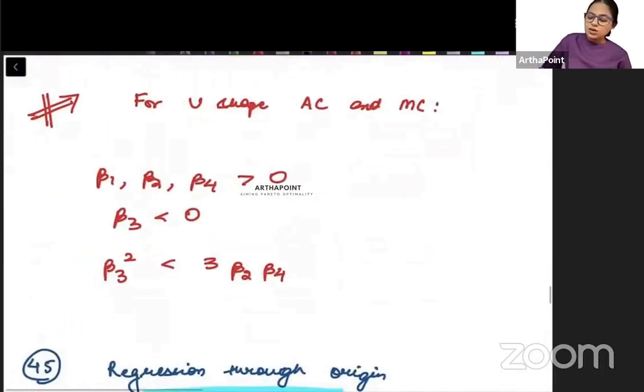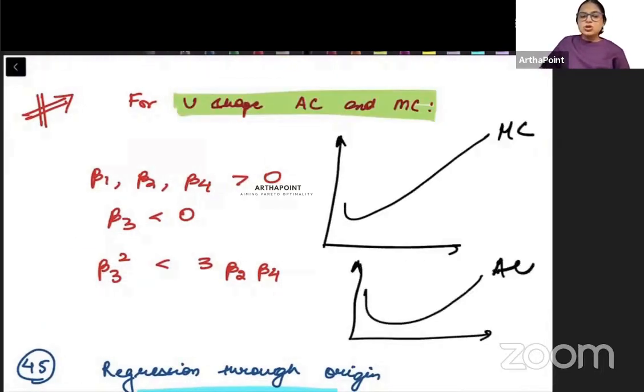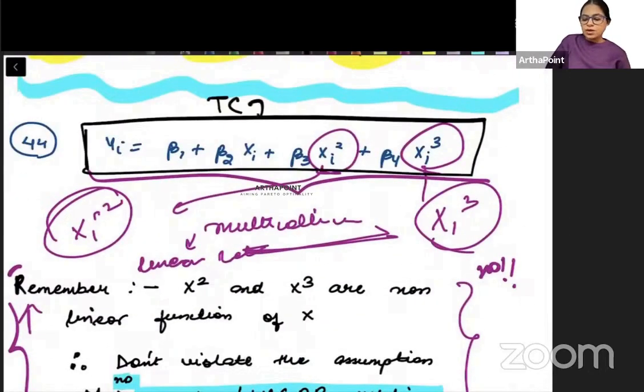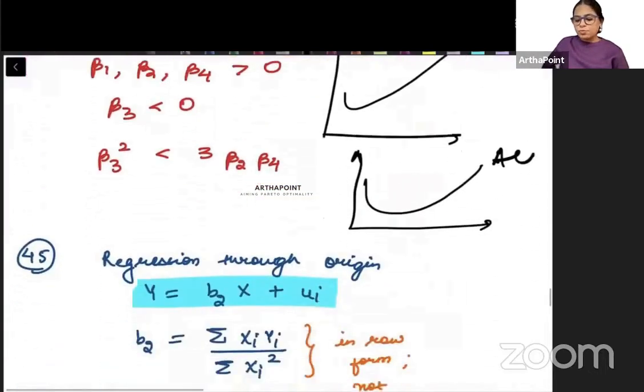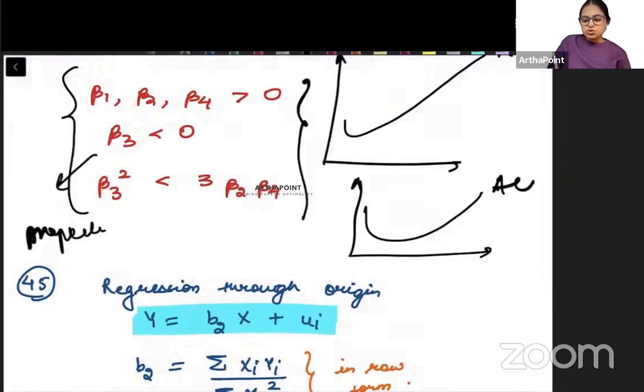Okay. Now, in case you need U-shape marginal cost and average cost curves, जो हमारे SAMC आता है या AC आता है, so we get those from a cubic total cost function. But for this, there are some properties which needs to be satisfied by beta 1, beta 2, beta 3. These are those properties. So just remember these properties.